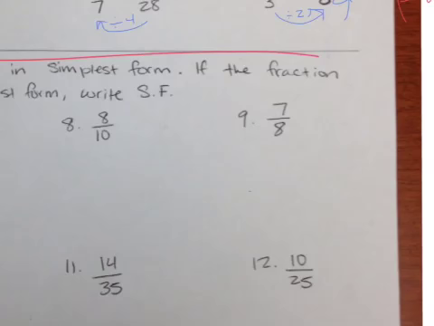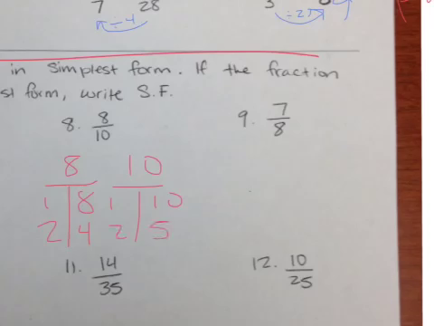8/10. This is where we're going to use our fact families a lot. We're going to have 8, we're going to have 10. We know 1 and 8 and 1 and 10, then we also know 2 and 4, and 2 times 5 gives us 10. So 2 times 4 is 8, 2 times 5 is 10. Again, cross off our top numbers, and our common factor is 2. So we're going to divide 8 by 2 and divide 10 by 2. That gives us 4/5.